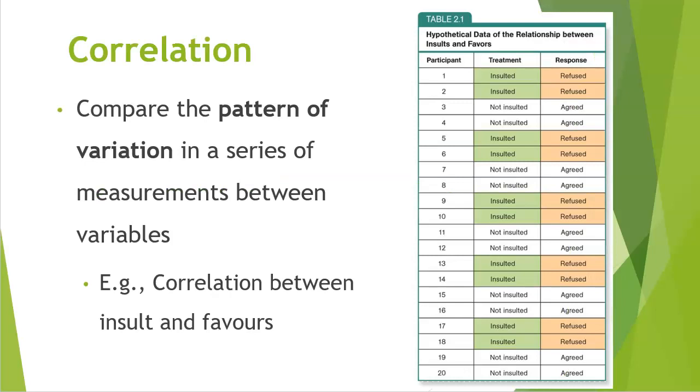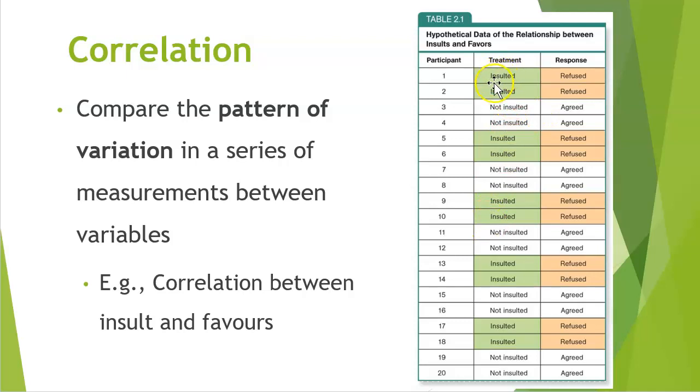So, now that we've got that out of the way, what you're really looking at is a pattern of variation between a series of measurements. On this table here on the right side, we have some participants, and then we've got, say, a treatment and a response. So this is all hypothetical data. Someone just made this up.